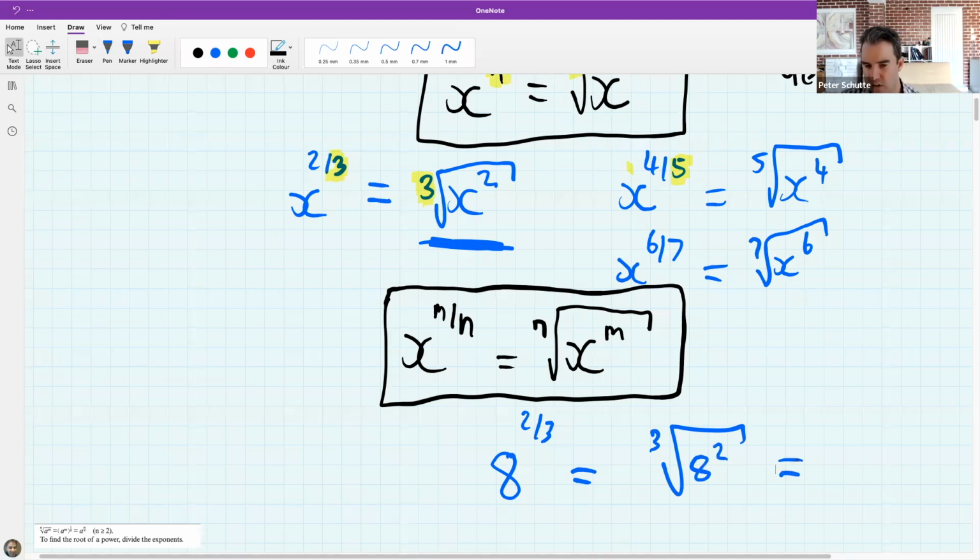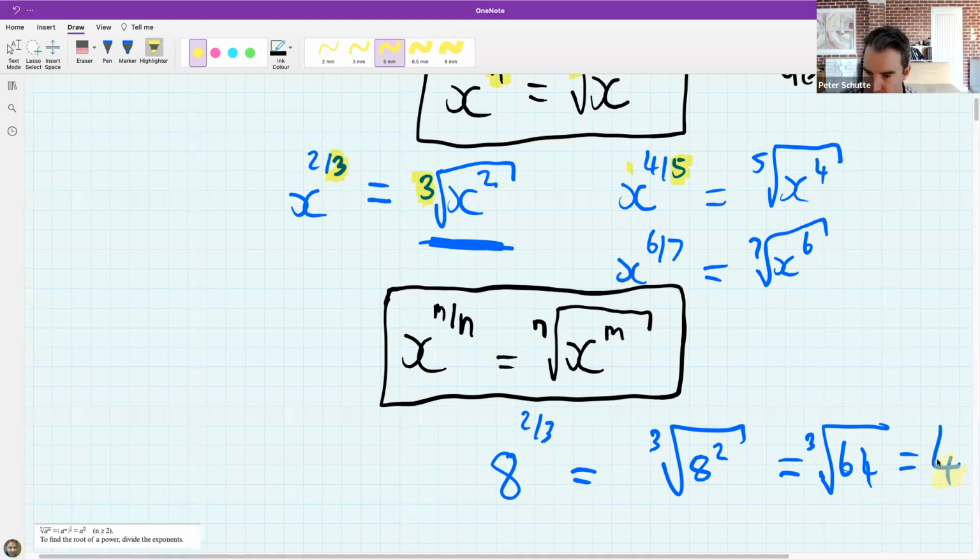Now, what do you think the answer to that is going to be? Maybe pop it in the chat. What's 8 to the power of 2/3, or in root form, the cube root of 8 squared? If you use your calculator, you can get it quite easily, but you can also do this without your calculator. There's a couple of ways, but I suppose you could say this is the cube root of 64, which is just going to be 4. So that's one way to get the answer.